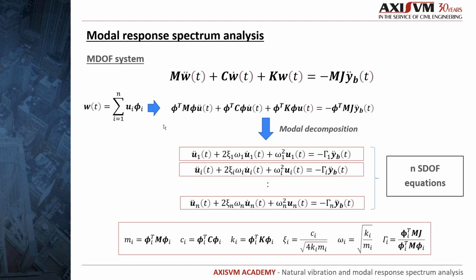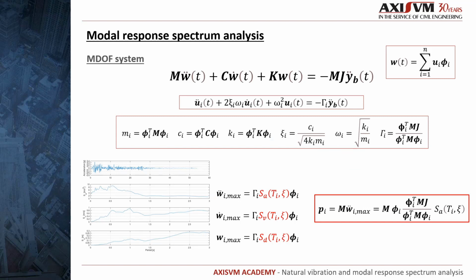In case of proportional damping, we get a system of n uncoupled equations corresponding to the n modes of vibration. Each mode is a separate SDOF system with its own modal mass, damping, stiffness, damping ratio, natural frequency, and participation factor, which shows the importance of the observed mode. We can solve the equation using time history analysis and get the time series of the responses. This approach is, however, time-consuming, especially in case of large systems.